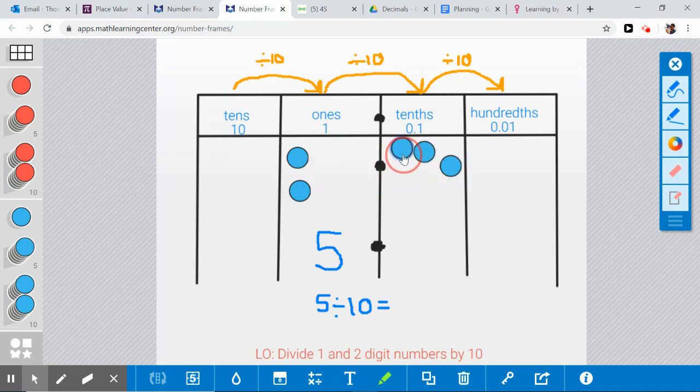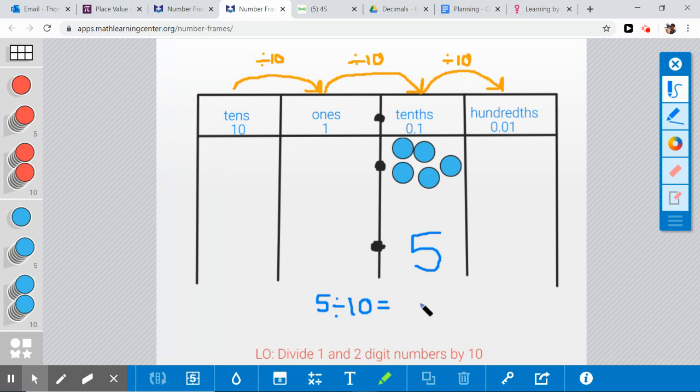2, 3, 4, 5. So now we've got 5 tenths. So what we do with this one is we will move this. Oops, I can't move it. Let's just rub it out. And let's make it reappear here. So we've now got 5 tenths.